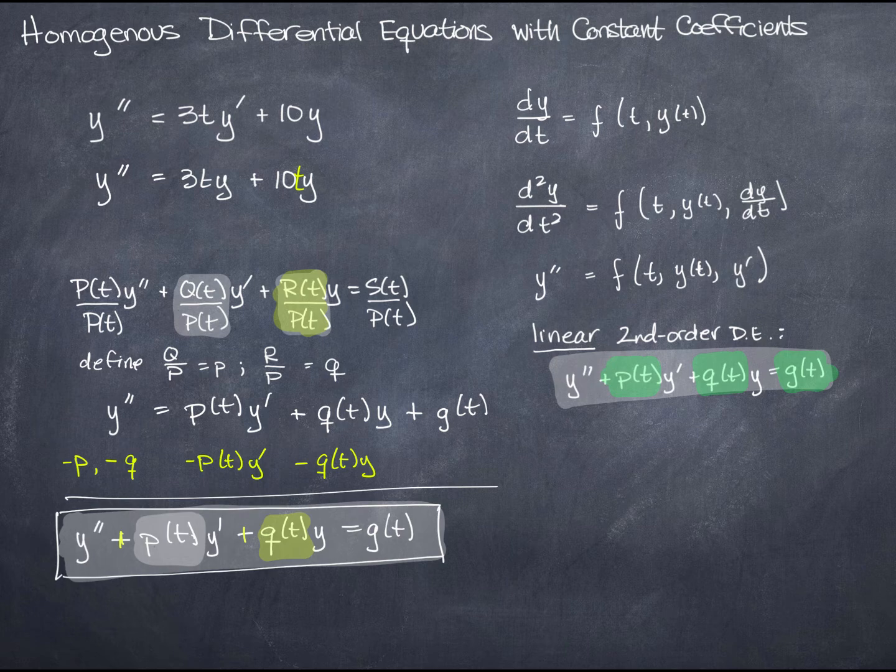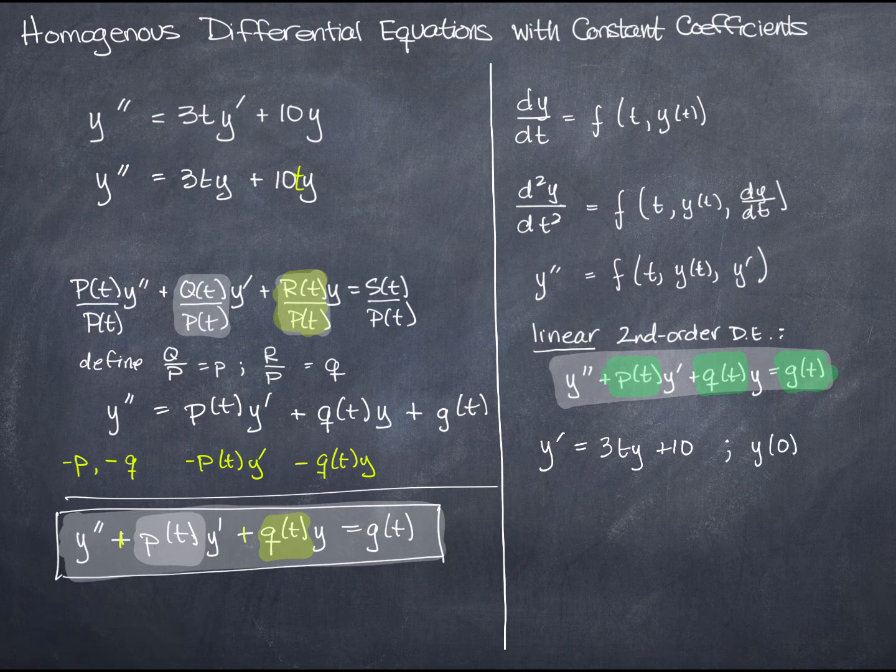It will be interesting to investigate what an initial value problem looks like in this setting. We're used to seeing differential equations of the first order, such as, for example, y prime equals, well, I'll just use the same one, 3ty plus 10. And if I'm given an initial value problem, then that information includes initial values, initial conditions, right? In the case of a second order differential equation, that's not enough.